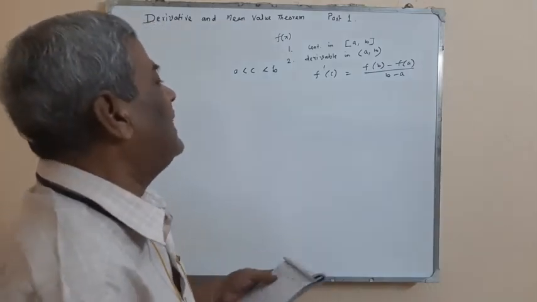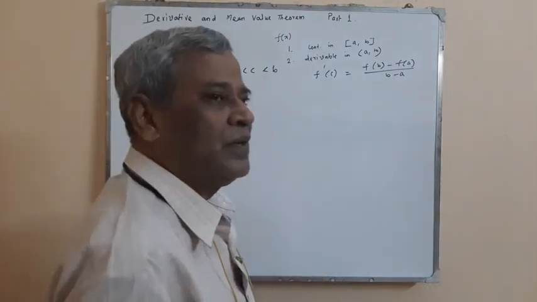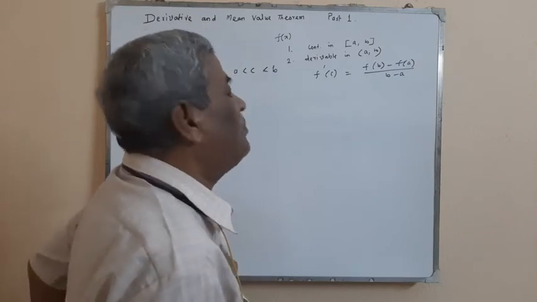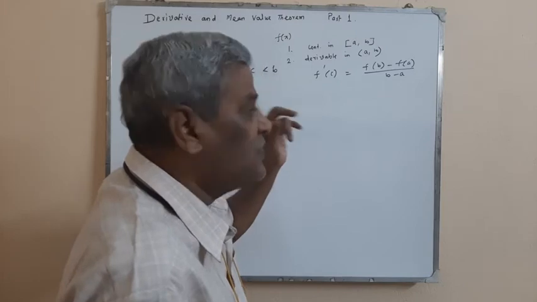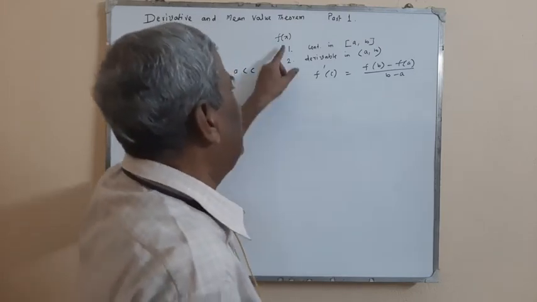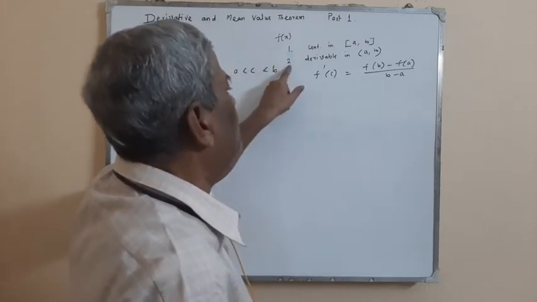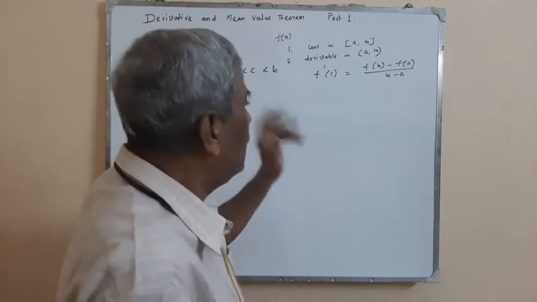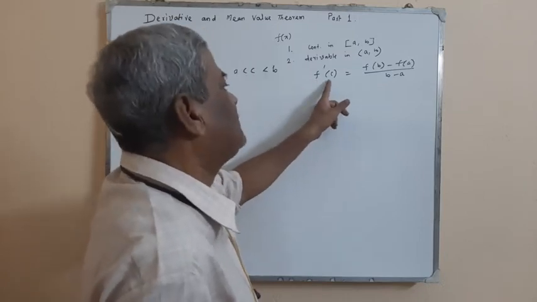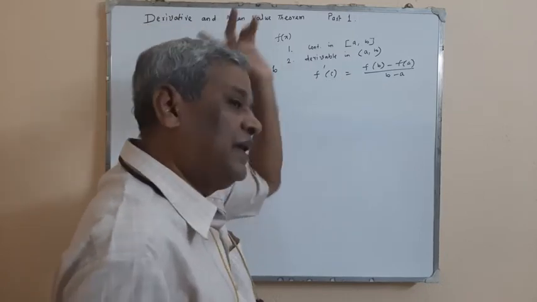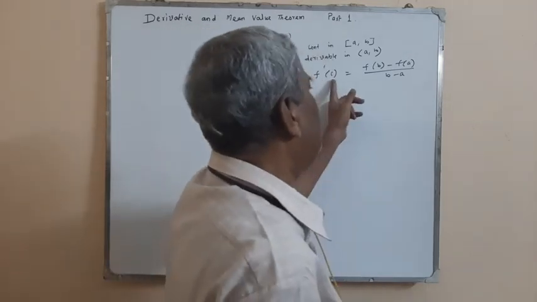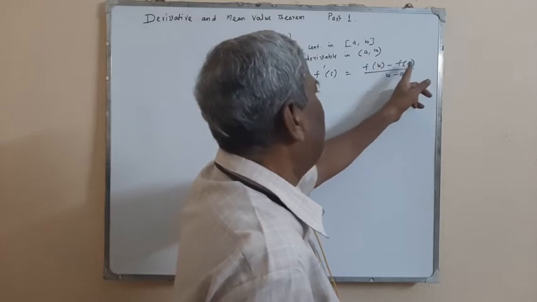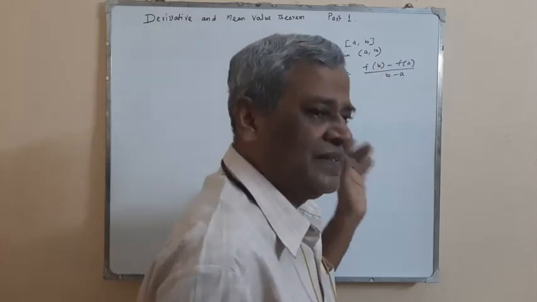Necessary condition that a function will satisfy Lagrange's mean value theorem is that it is the first two conditions of Rolle's theorem, and the conclusion is different. In Rolle's theorem, f dash C was 0. Here f dash C is equal to f b minus f a by b minus a.